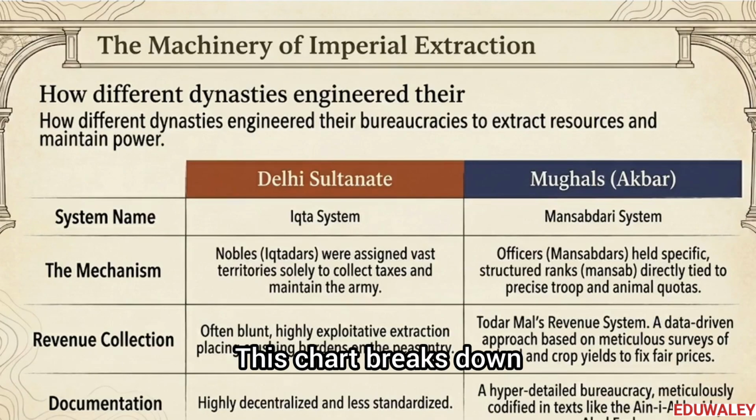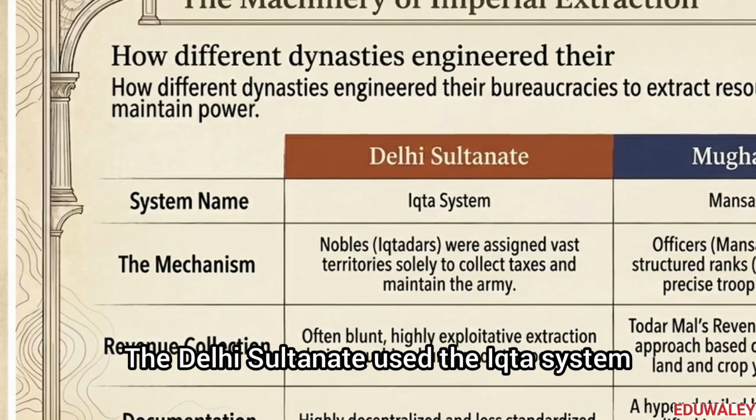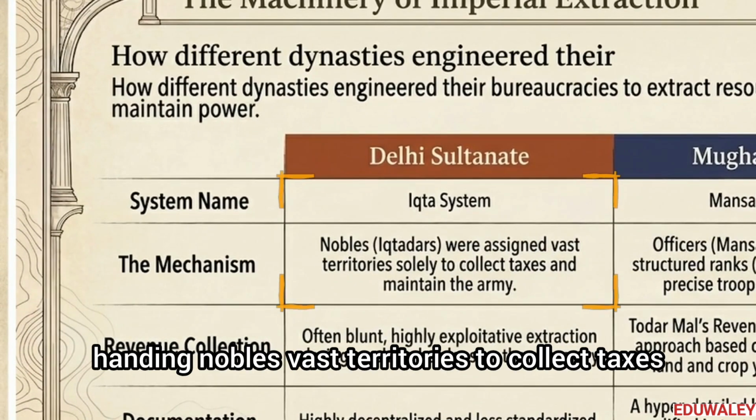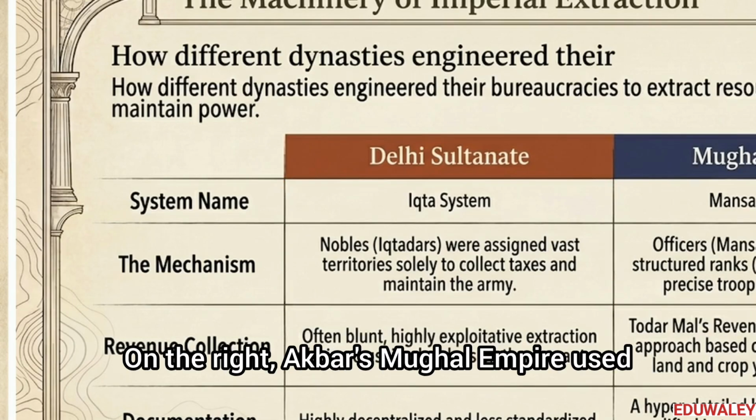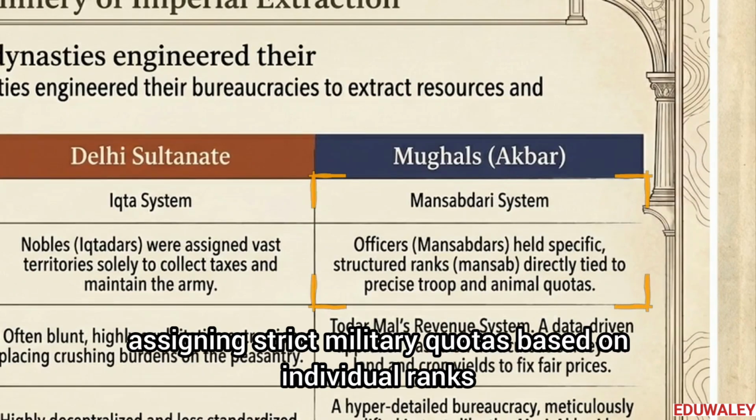This chart breaks down how two massive powers engineered governments. The Delhi Sultanate used the Ikta system, handing nobles vast territories to collect taxes and maintain armies. On the right, Akbar's Mughal Empire used the Mansabdari system, assigning strict military quotas based on individual ranks.